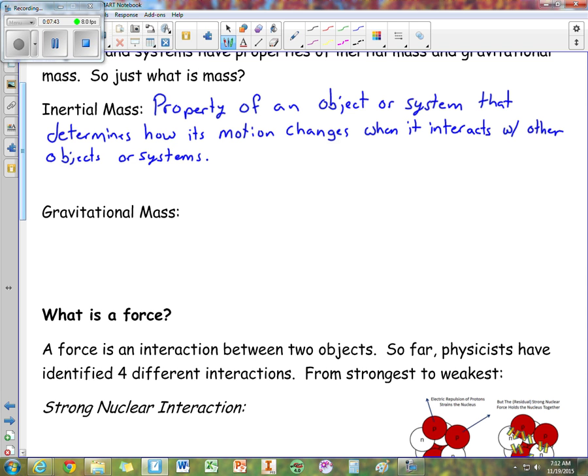The inertial mass is a property of an object or system, and it determines how its motion changes when it interacts with other objects or systems. Think about it, it's harder to shake a larger object than it is a smaller object, and that's because of its inertial mass. So larger masses are harder to accelerate.